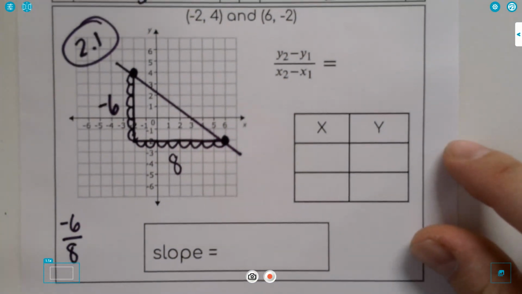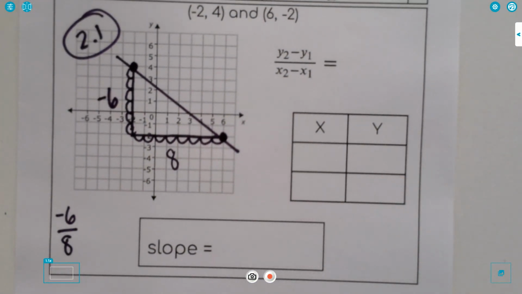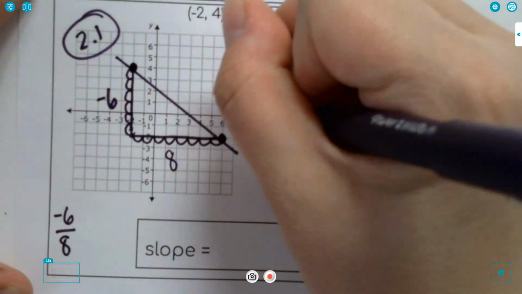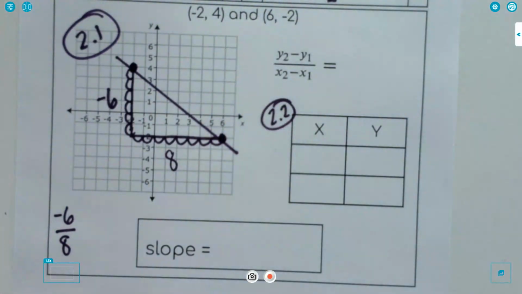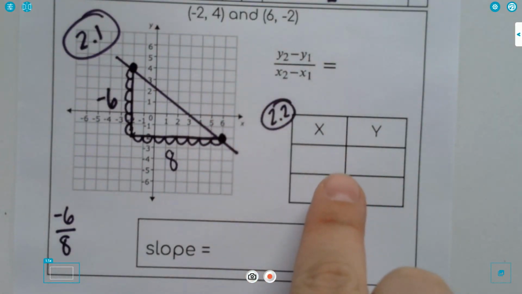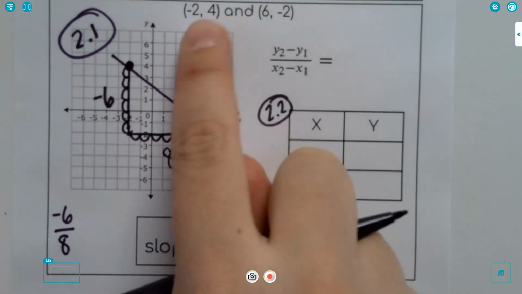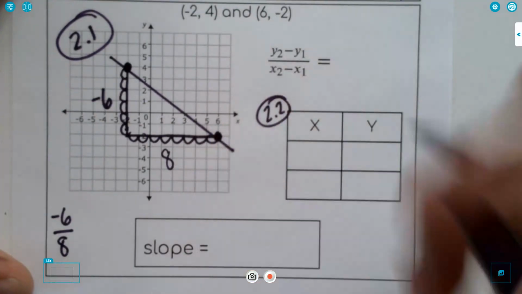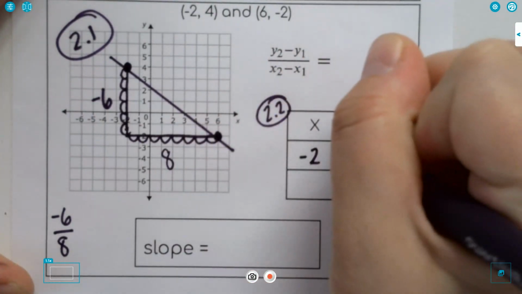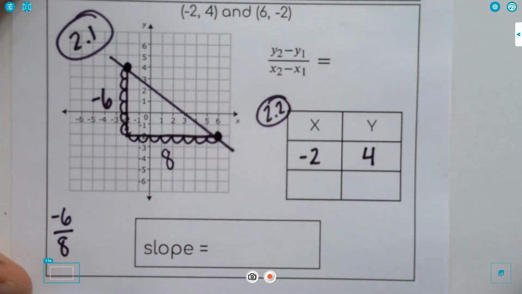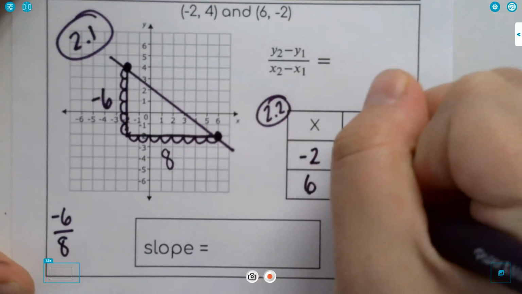Okay, in 2.2, I gave you guys a bunch of tables that were already filled out. We, however, can fill out a table ourselves. So this is x, y. I can just put these two ordered pairs on this table. My first ordered pair is negative 2, 4. My next ordered pair is 6, negative 2.